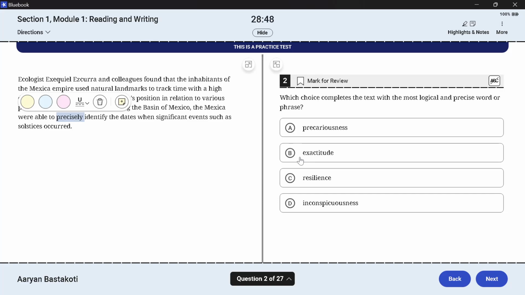Exact. Exactitude. Resilience cannot be the answer. Precariousness, I do not understand the meaning. This also I do not understand the meaning, but this seems like it. It might not be the right answer, but still I'm gonna pick this.